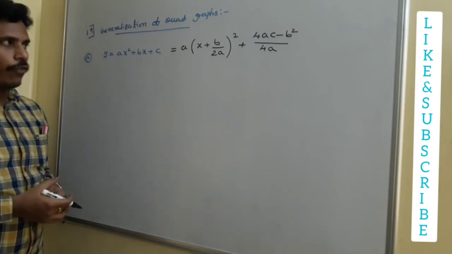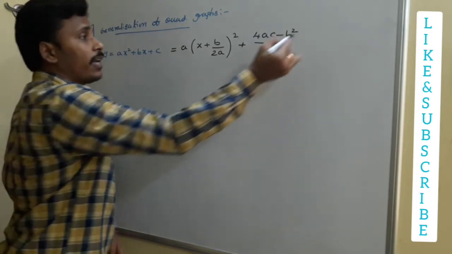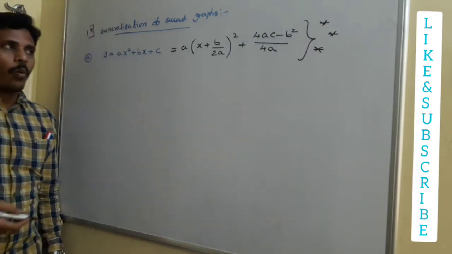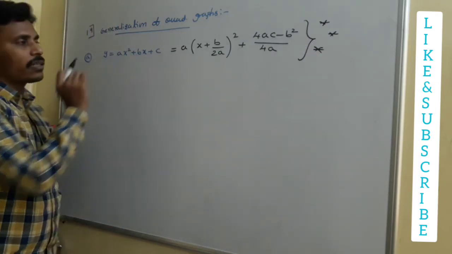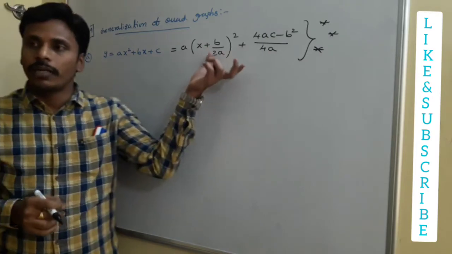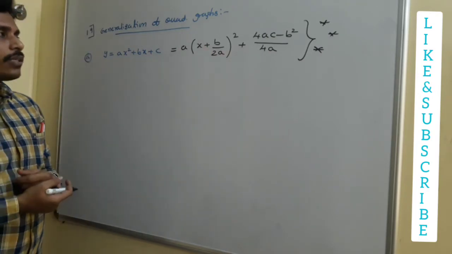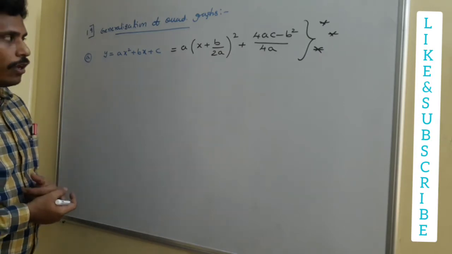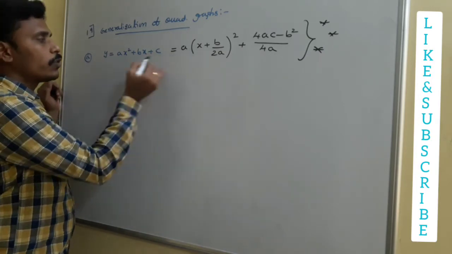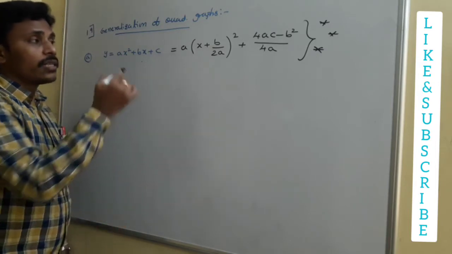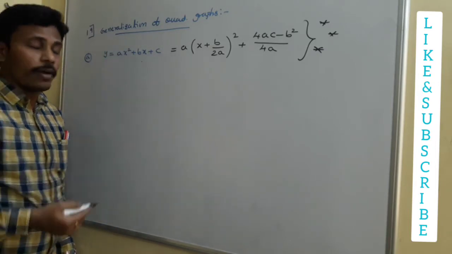That's what you need to believe first, and you need to memorize it as a magical trick related to the quadratic. Very helpful. This ax² + bx + c is nothing but a times (x + b/2a) whole square plus (4ac − b²)/4a. This conversion is very helpful in many cases. Not only in quadratics, it is also helpful in other concepts of mathematics.